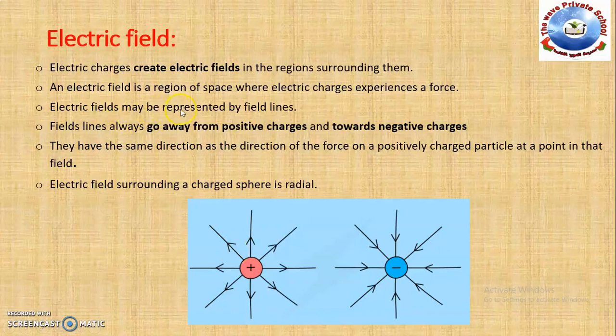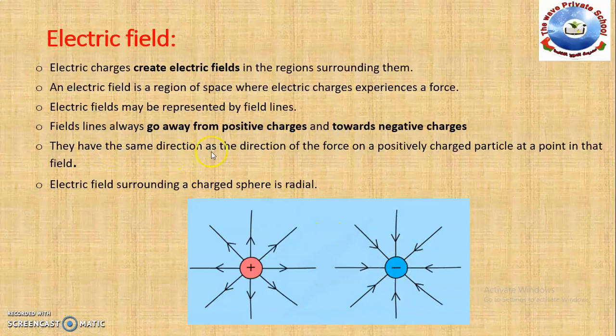Electric fields may be represented by field lines. Here these lines are called electric field lines. Field lines always go away from positive charges and towards negative charges. As you can see here, they go away from positive charges and towards the negative charges. Or we can say electric field lines always originate from the positive charges, and these electric lines of force are inward in case of negative charges.